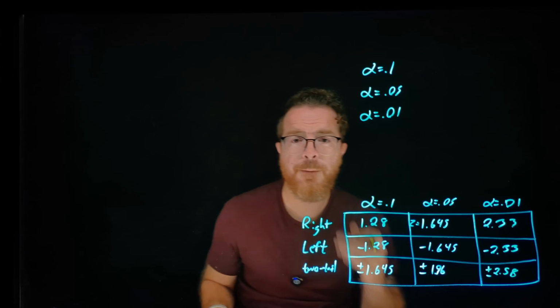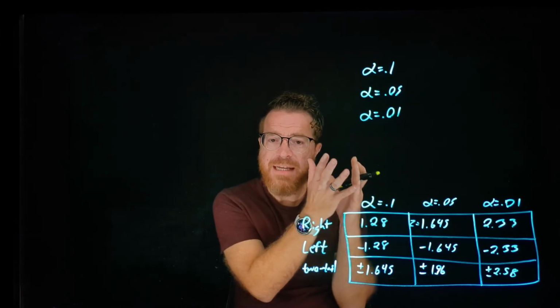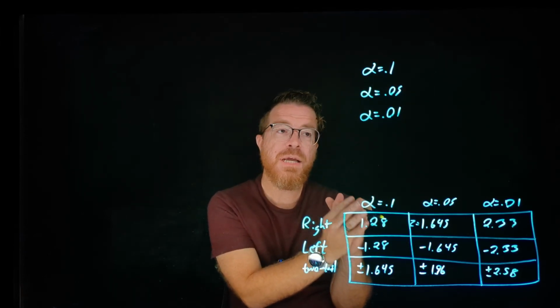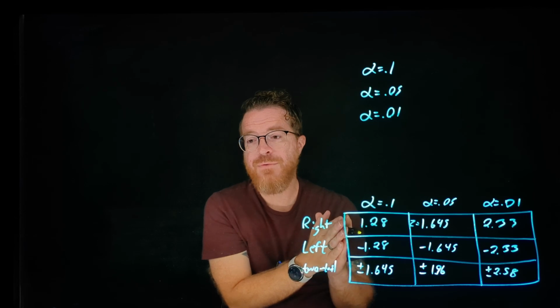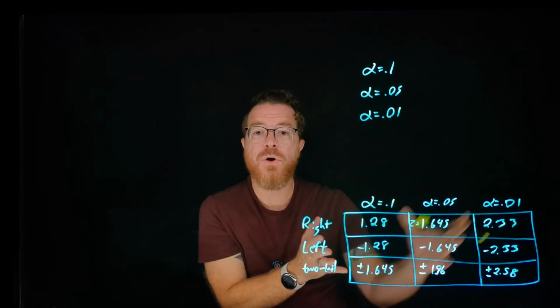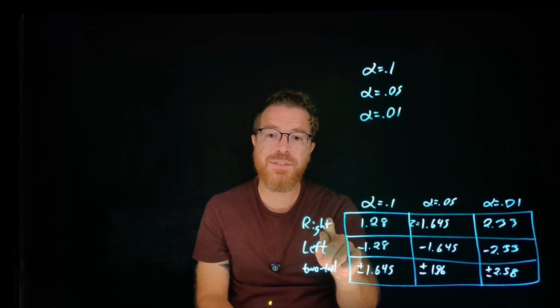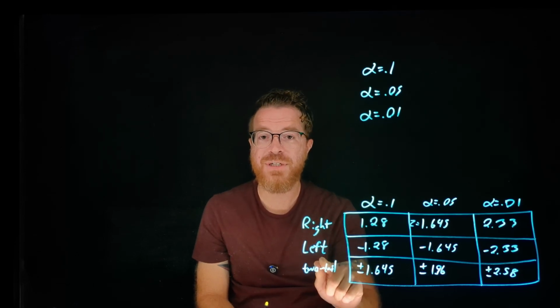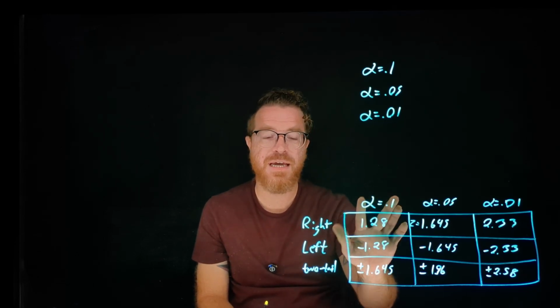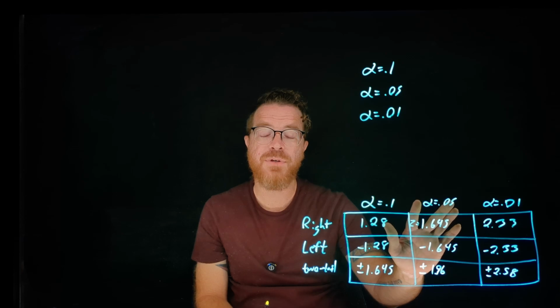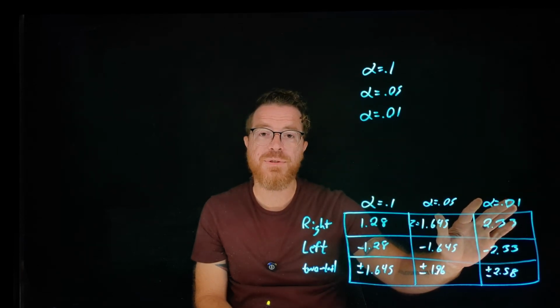2.58. Now from there, as long as we're using a standard normal distribution, and if we're using one of these most common alpha values, then we have our critical values that will determine our rejection region, whether we have a right tail test, a left tail test, or a two tail test, and whether we're using alpha equals 0.1, alpha equals 0.05, and alpha equals 0.01.